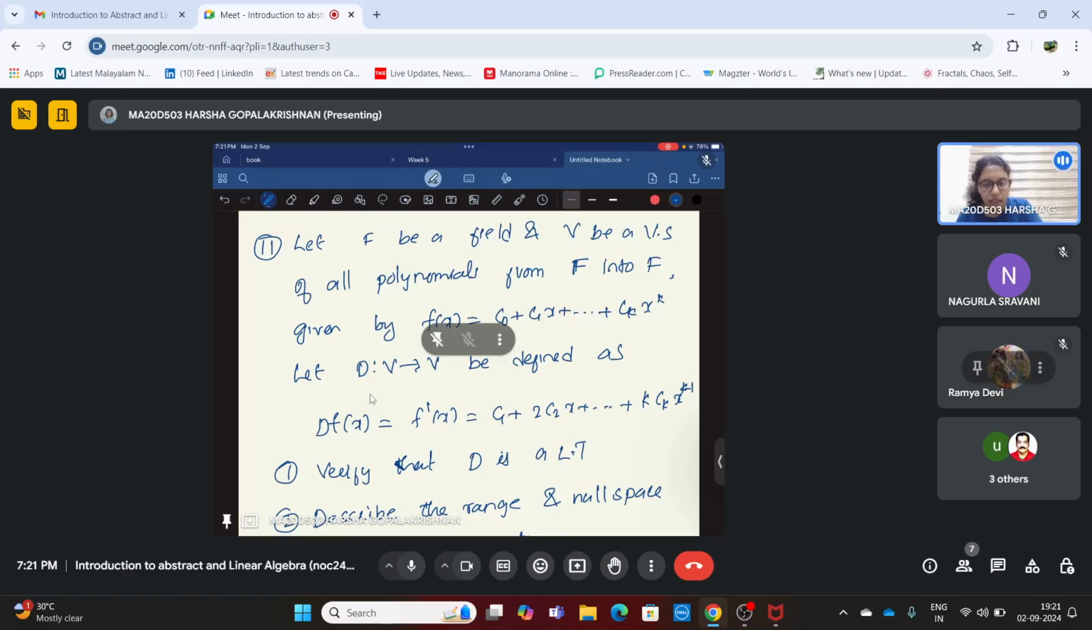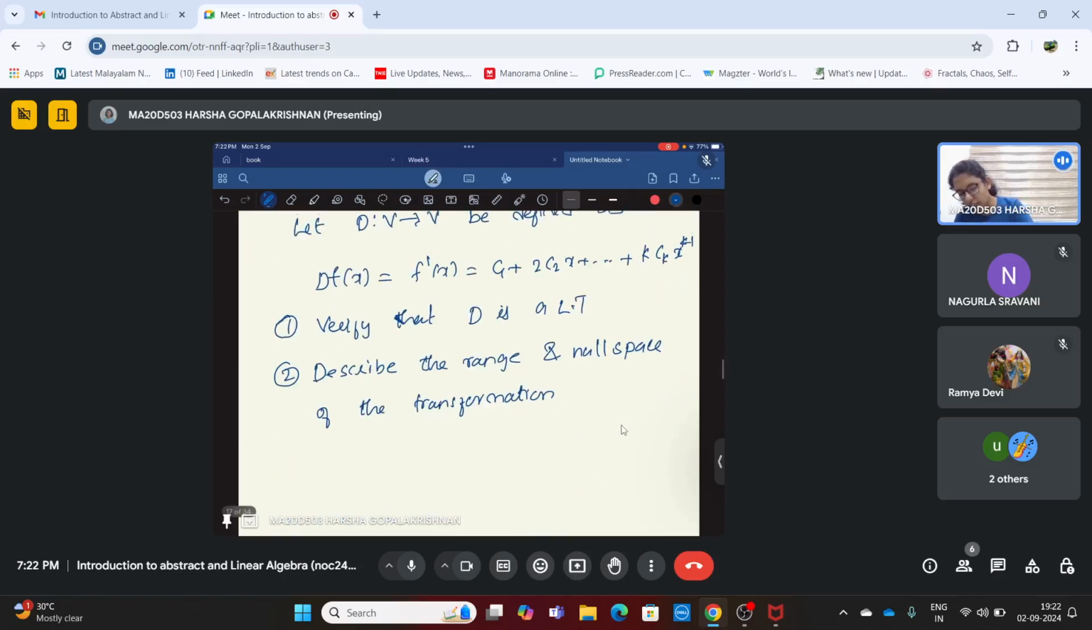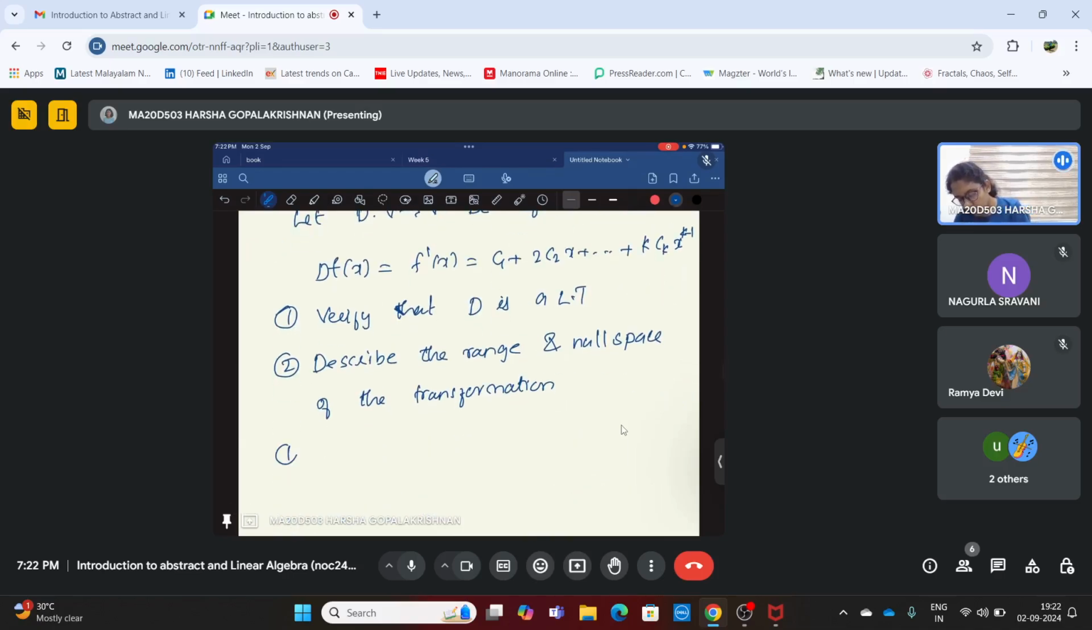Now the question is, D is an operator defined from V to V such that it is the differentiation operation. That is, what is that? Df(x) means the derivative of f. What is the derivative of f? f is c0 + c1x + ... so Df is c1 + 2c2x + ... + k ck x^(k-1), correct? The first question is to verify D is a linear transformation.